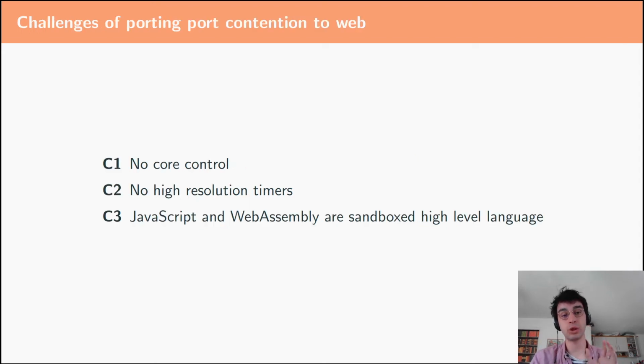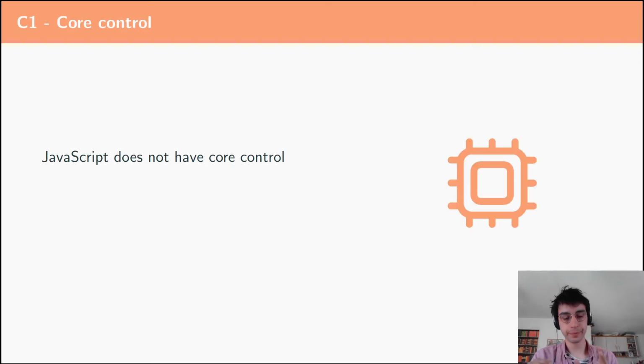However, it comes with challenges, three of which we isolated. The first one is that JavaScript or WebAssembly does not offer core control. We cannot know at any given point on which core we are running, and we cannot control it either. Secondly, we don't have access to high-resolution timers. Finally, maybe the biggest challenge is that both languages are very high-level and sandboxed, and we don't know the translation of our WebAssembly code to x86 instructions, and even less to micro-operations. We don't know the port usage of our code. To address these challenges, we'll do it iteratively.